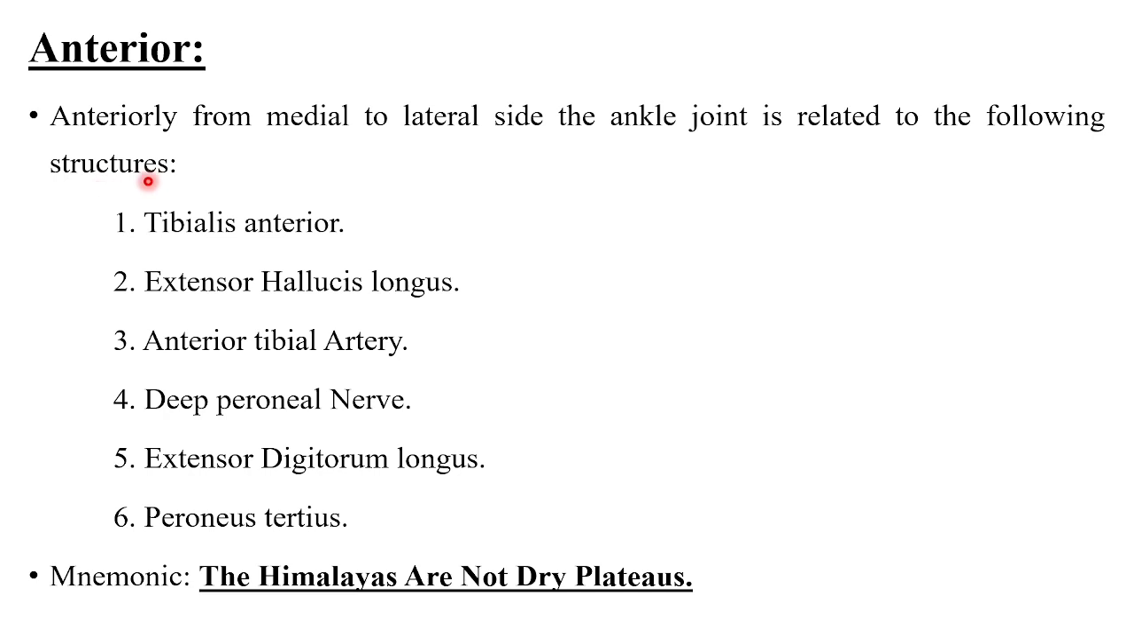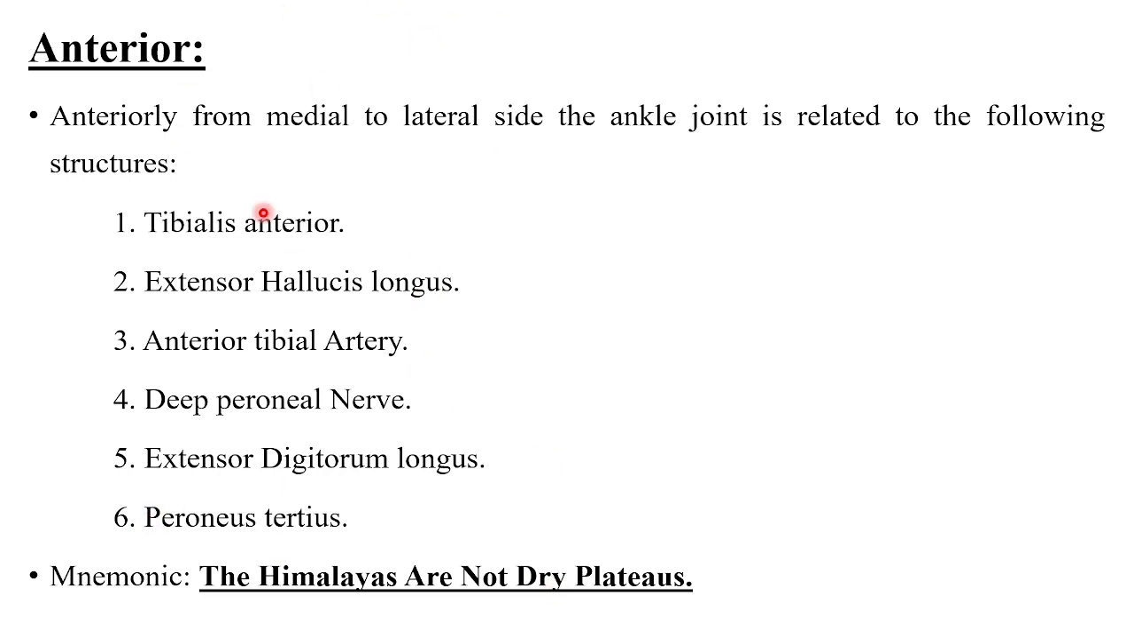So the anterior relation from medial to lateral side of the ankle joint is related to the following structures, which I already discussed. And this includes your tibialis anterior, extensor hallucis longus, anterior tibial artery, deep peroneal nerve, extensor digitorum longus, and peroneus tertius. So this can be remembered by the mnemonic: The Himalayans are not dry plateaus. So the T for the tibialis anterior, H for your extensor hallucis, and A for your artery, that is your anterior tibial artery, N for your nerve, that is your deep peroneal nerve, D for your digitorum, extensor digitorum longus, P for your peroneus, so peroneus tertius.